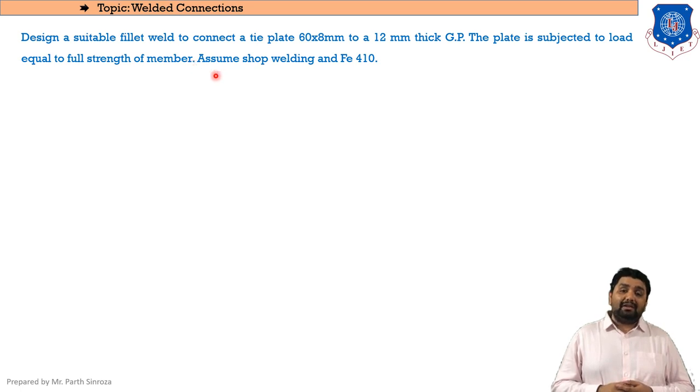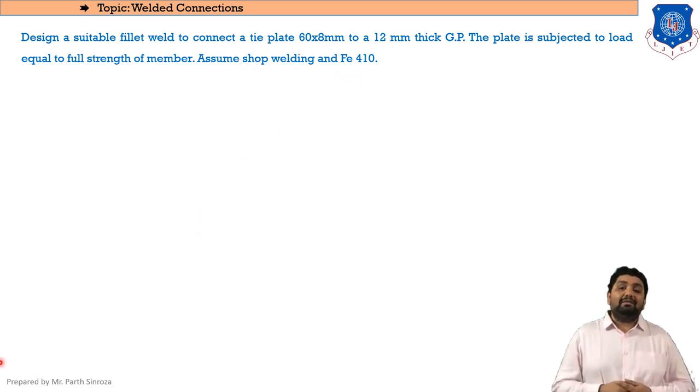And here in the question it is given as assume shop welding. Now keep in mind there are two types of welding we will be dealing with. The first will be shop welding, or you can say factory welding. So if the welding is done as per factory criteria or shop criteria, it is termed as shop welding. And the second will be field or site welding. So if the welding is done on site or in situ, then it will be termed as field welding or site welding. So in this example, it is given in the question that assume shop welding, and the grade of plate is given as Fe410.